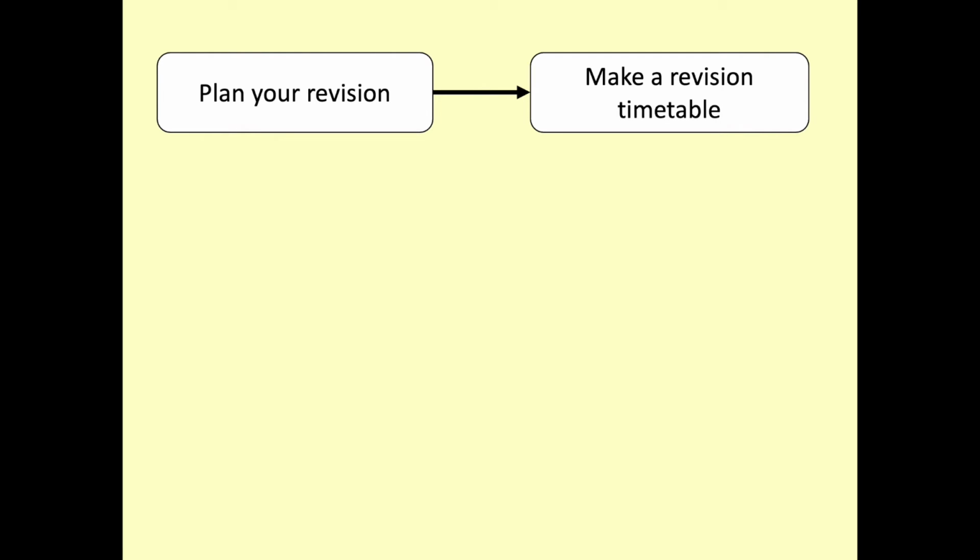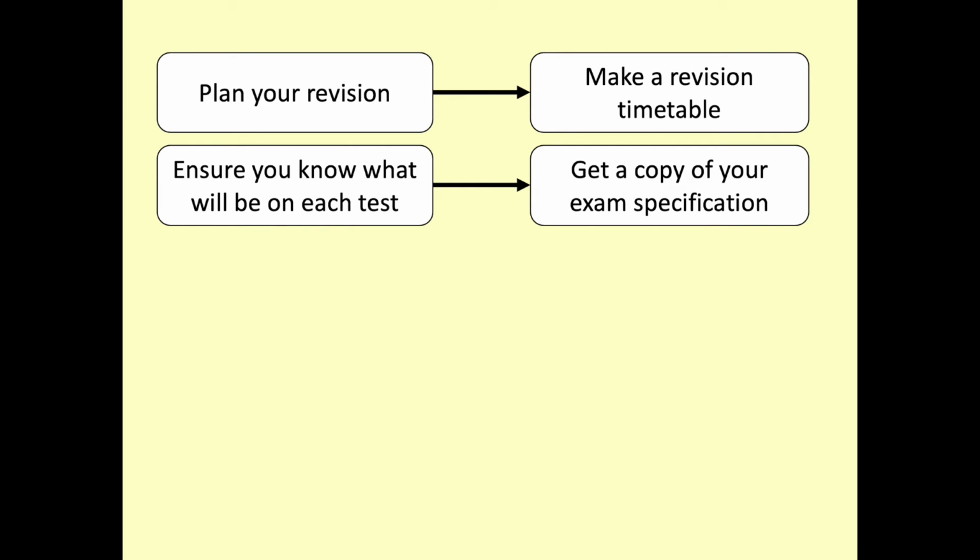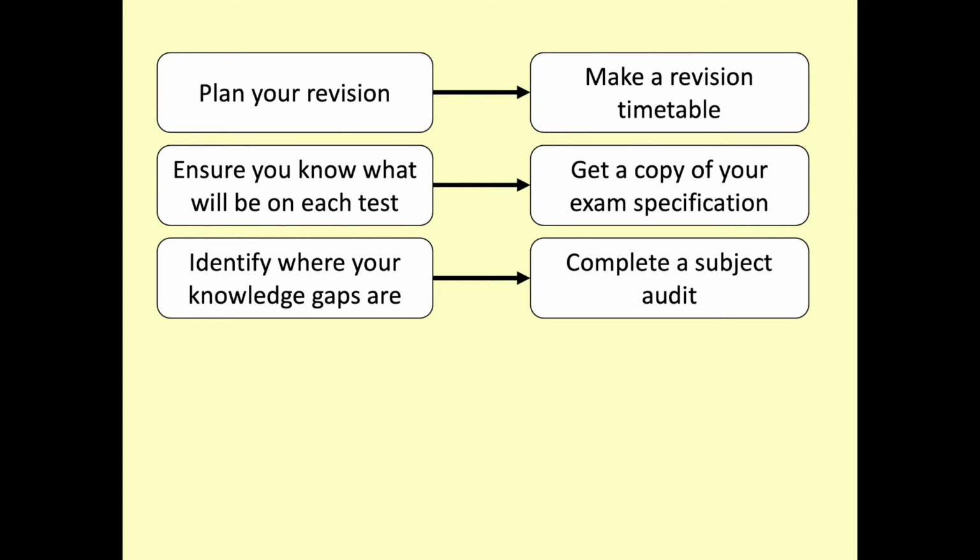What we're going to have a look at in this video is a few different sections to help us improve the way in which we are revising. So the first thing we're going to look at is planning our revision. So we're going to look firstly at a revision timetable structure, making sure that we know what will be on each test. So for that, you can get a copy of your exam specification. If you're unsure where to find this, your class teacher will be able to help you. Once you have your exam specification, you can then use that to identify where your knowledge gaps are and complete a subject audit.